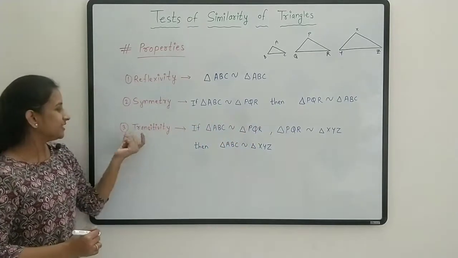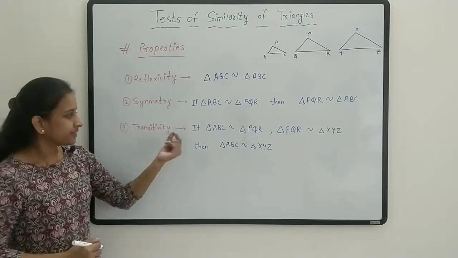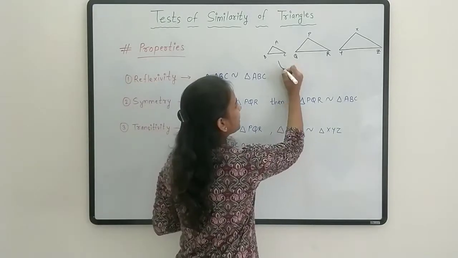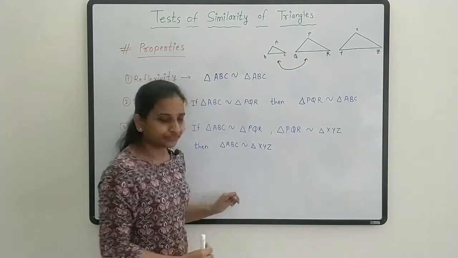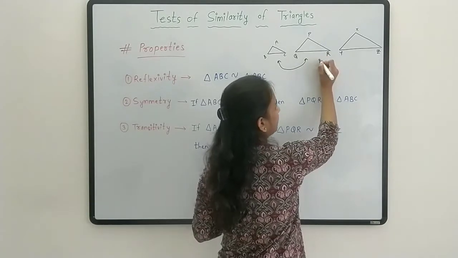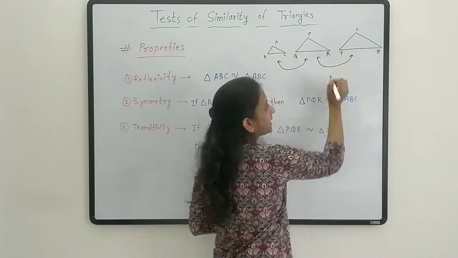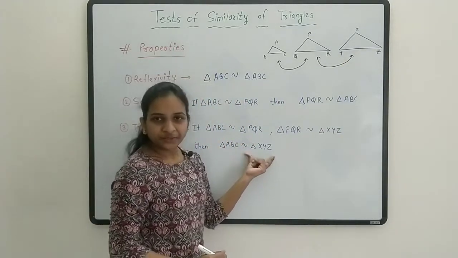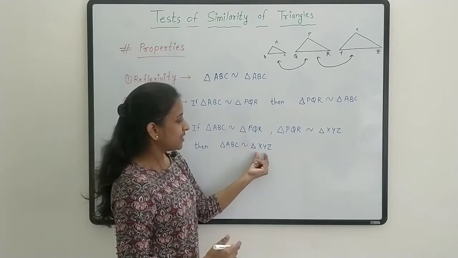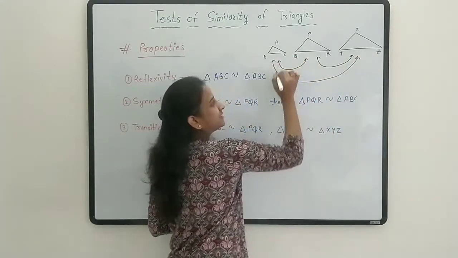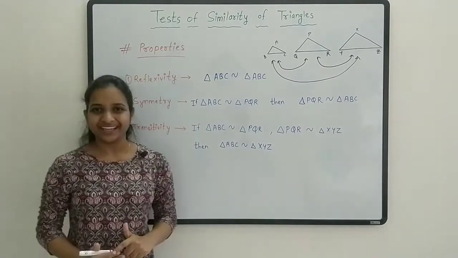If the first triangle is similar to the second, then the second is similar to the first. Fine. Now this, transitivity. If triangle ABC is similar to triangle PQR, the first triangle is similar to the second triangle, and the second triangle is similar to the third triangle, triangle PQR is similar to triangle XYZ, then we can say the first triangle is similar to the third triangle. ABC is similar to triangle XYZ. Fine. This is transitivity. Got it?